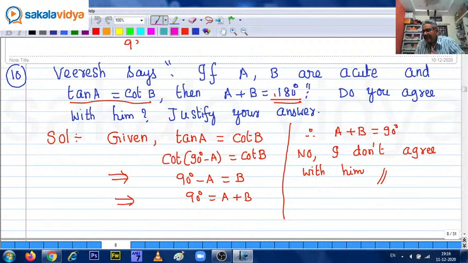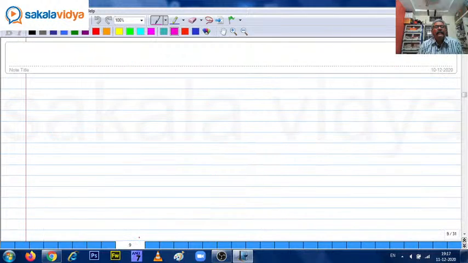So now we have been discussing 10th class mathematics, that is also chapter trigonometry. So now we have completed up to 10 problems. Now we need to discuss set 3, today set 3 problems. Right.